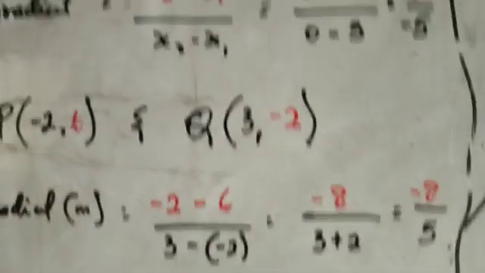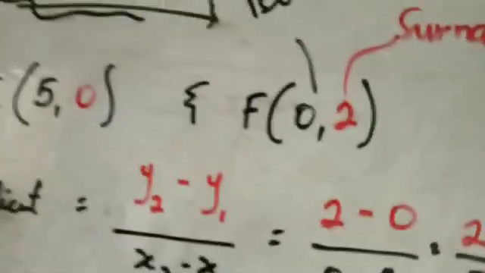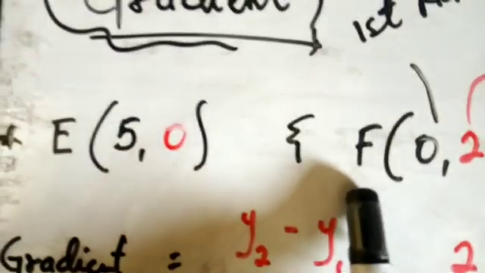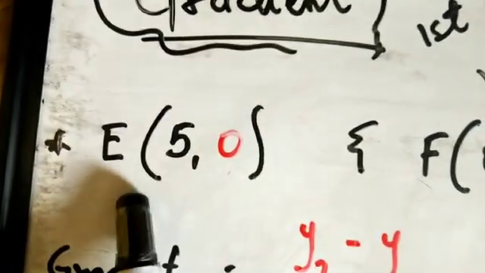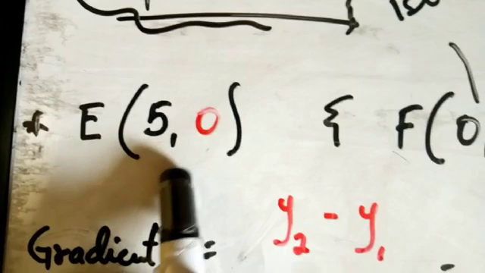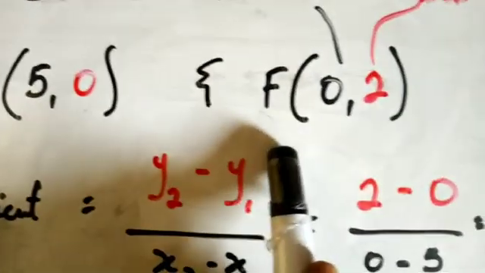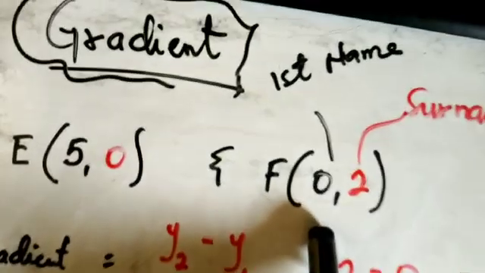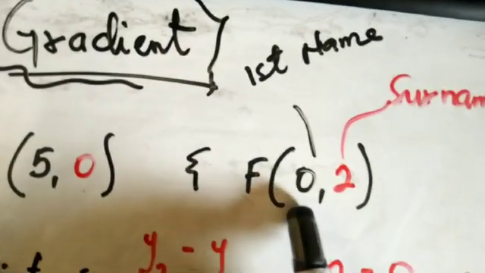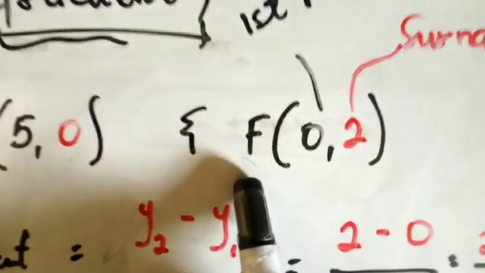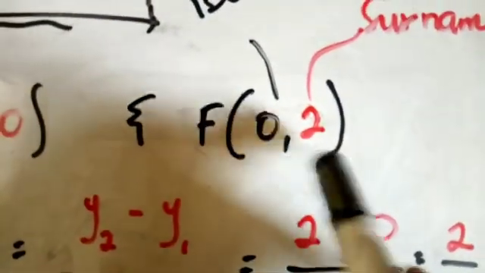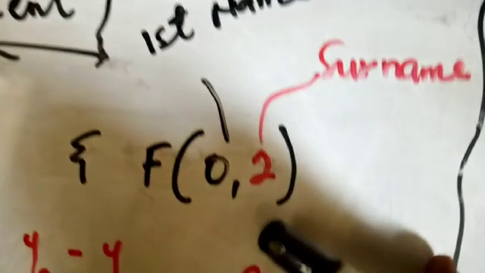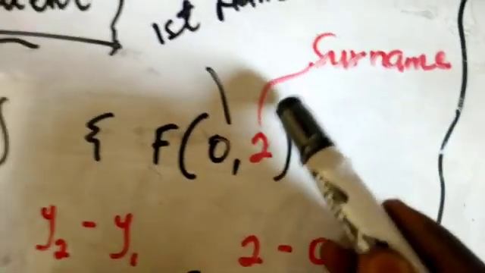In this question we are having two different points over here, by name E and F. E comes with 5 comma 0, and then we have F to be 0 comma 2. Assuming the first person here, F, it came with two things. The first is its first name, and then the second is the surname, just by assumption, right?